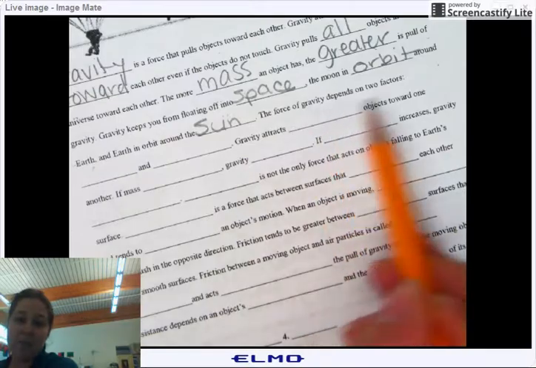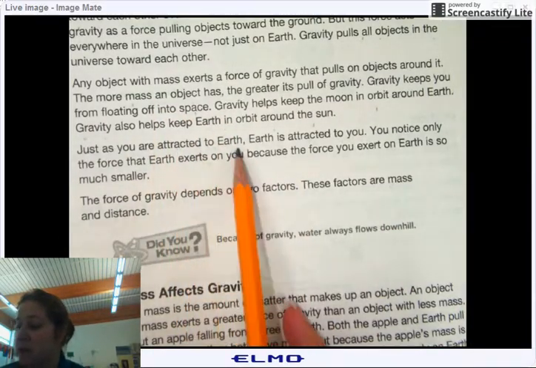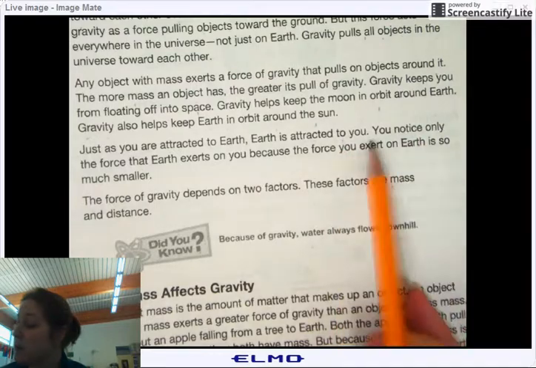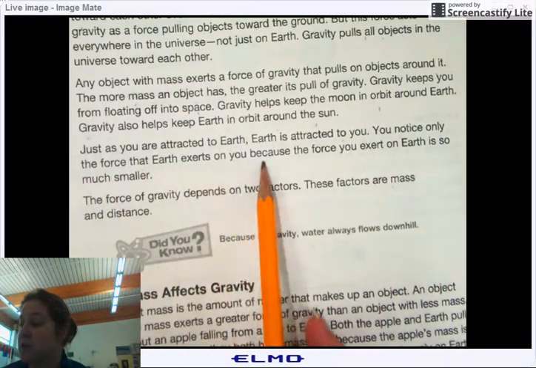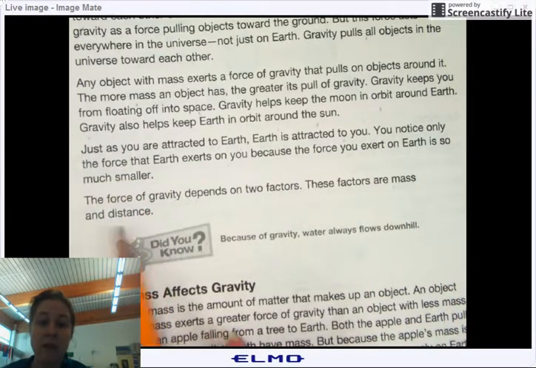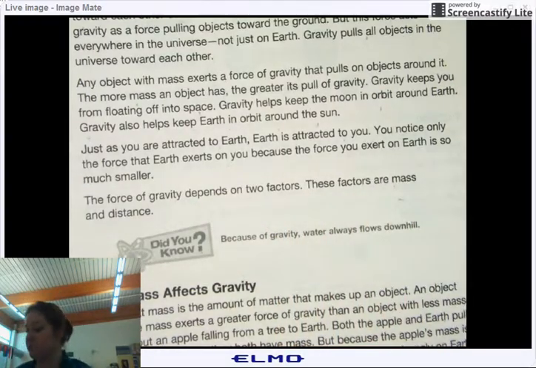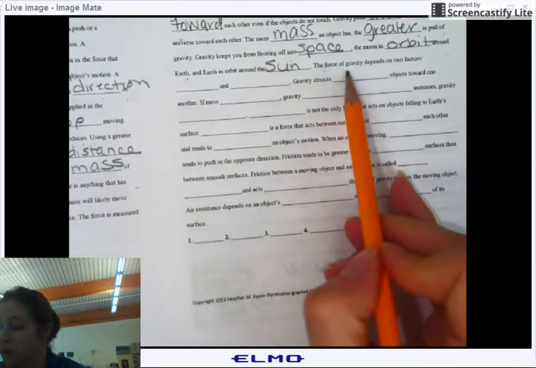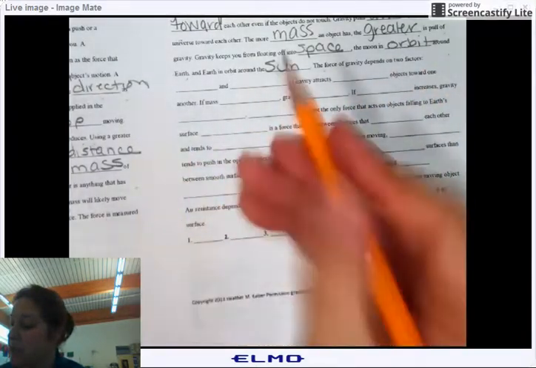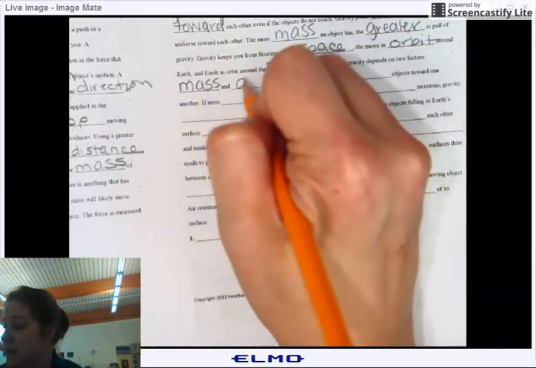The force of gravity depends on two factors. We have not gotten to that. Just as you are attracted to Earth, Earth is attracted to you. You notice only the force that Earth exerts on you because the force you exert on Earth is so much smaller. The force of gravity depends on two factors. These factors are mass and distance. What did we say they were? Mass and distance.